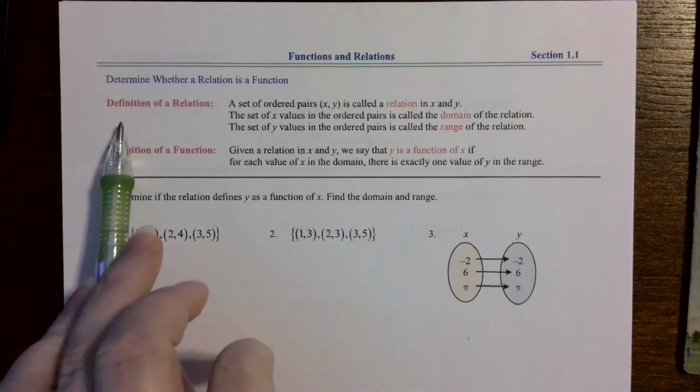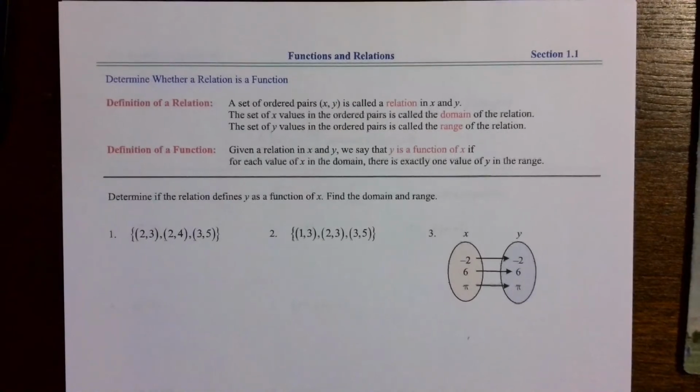So define a relation. A relation is a set of ordered pairs, x and y. Okay, a relation, x and y. The x values are the domain, the y values are the range.